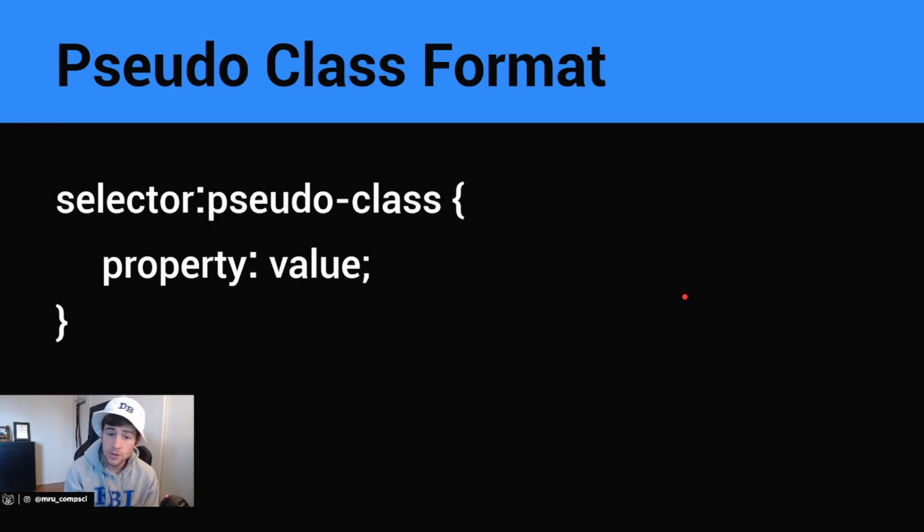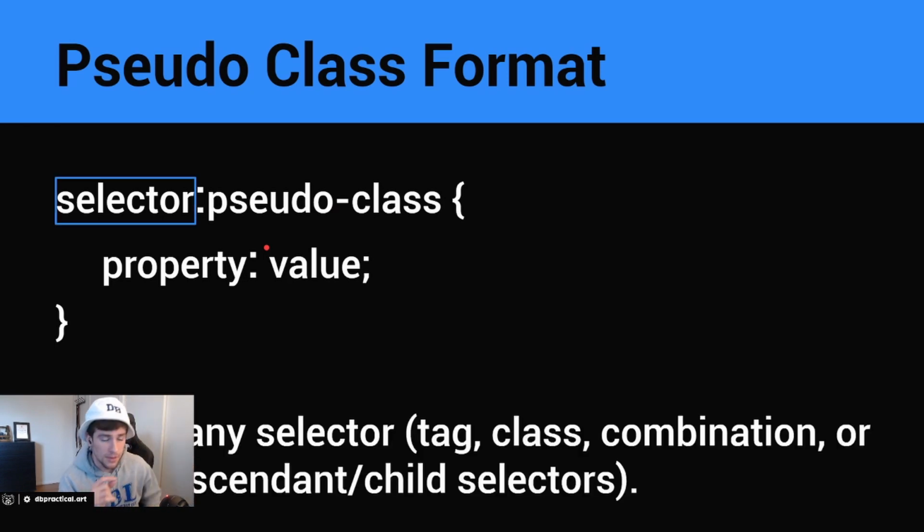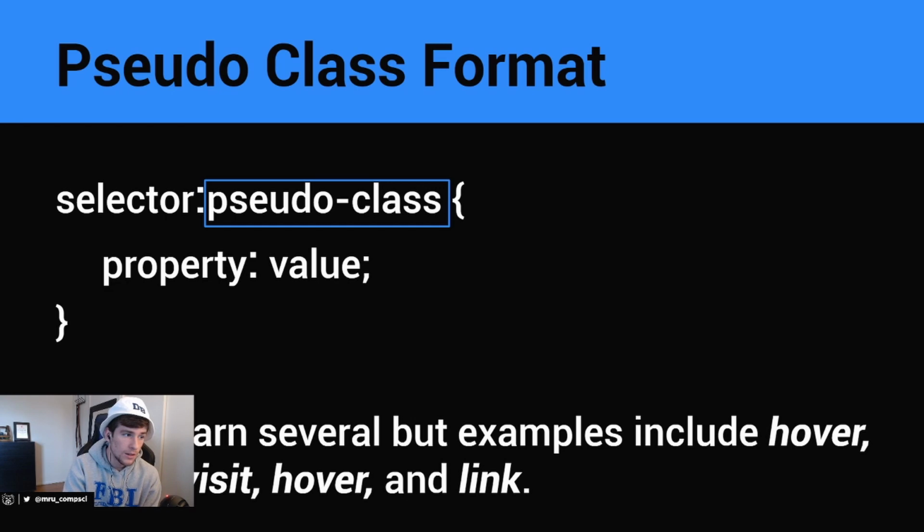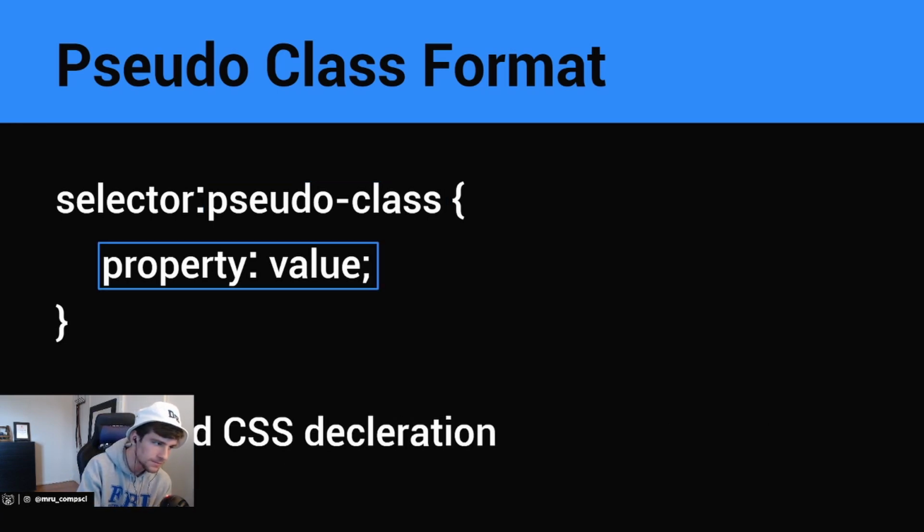So the format for a pseudo class starts with the selector. The selector, what you normally know, then the pseudo class, and the property. Let's break that down a little bit more. The selector can be any selector: tag, class, combination, even a combined selector. Pseudo classes are several, but examples include hover, active, visited, and link. Then a CSS declaration, a standard property and value combination.